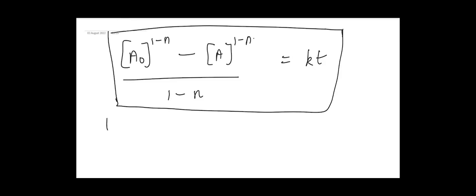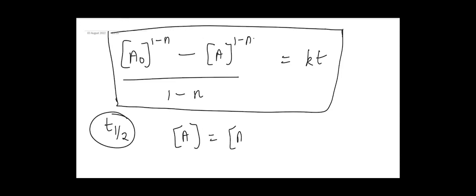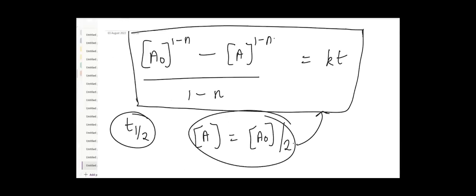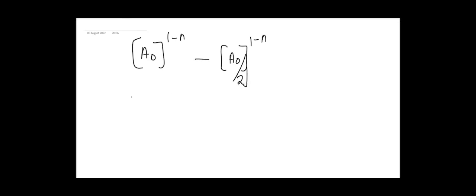So here we can derive the relation for half-life as well. So half-life is when the final concentration becomes half of the initial concentration. Now substituting this relation in the general equation which we have derived just now, we get a naught to the power 1 minus n minus a naught by 2 to the power of 1 minus n, divided by 1 minus n, is equal to k times half-life.